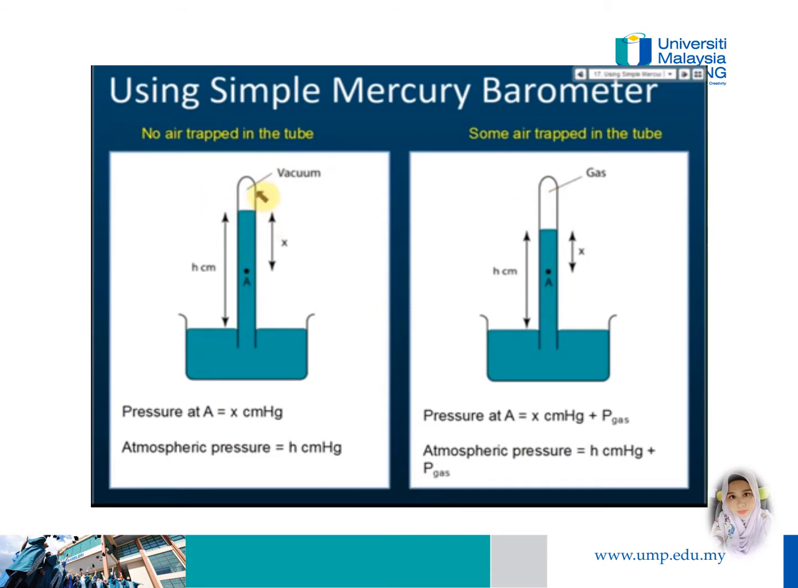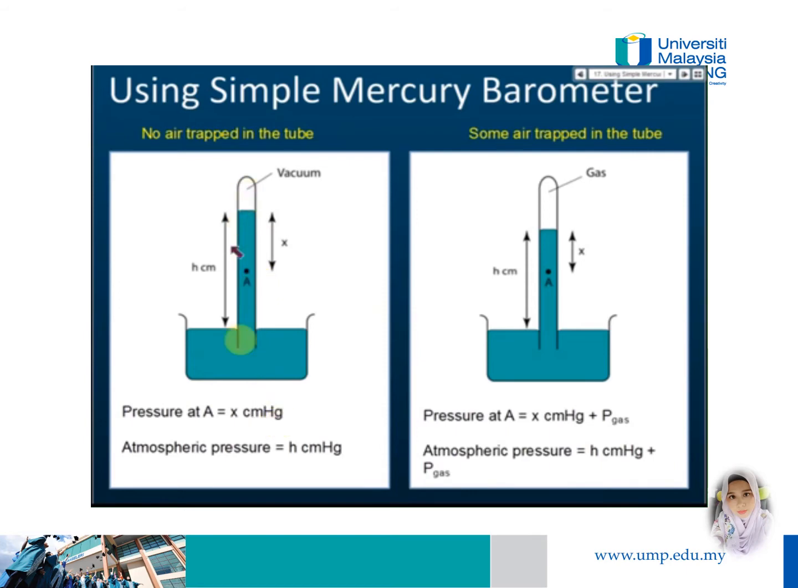Suppose it's vacuum, but sometimes they may give you questions where gas is trapped in the tube. For a barometer where there's no gas inside the tube, it's vacuum. The pressure at A is equal to X cm mercury. As I told you just now, for mm mercury or cm mercury, the pressure is equivalent to the length of the mercury column. If this is 30 cm, then the pressure at A is 30 cm Hg.